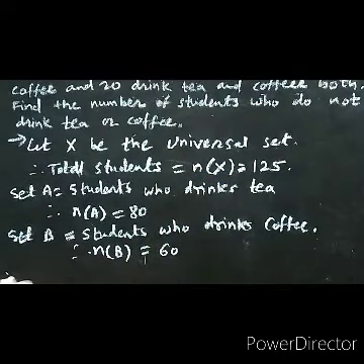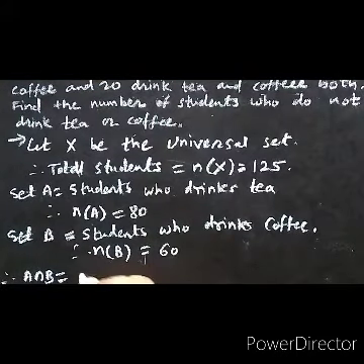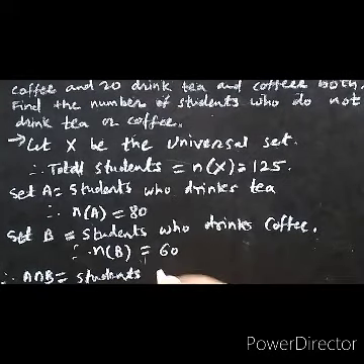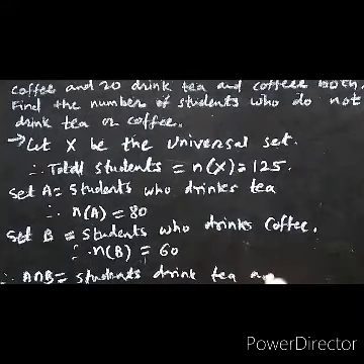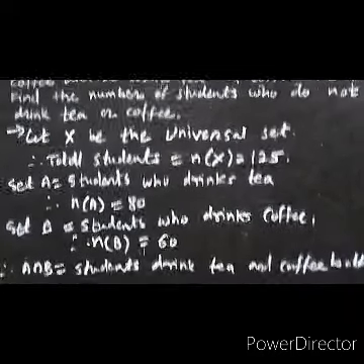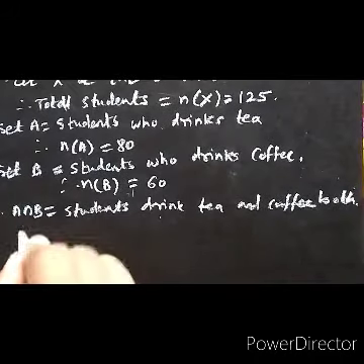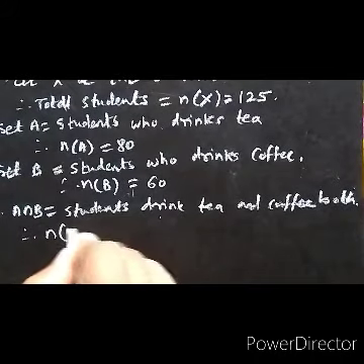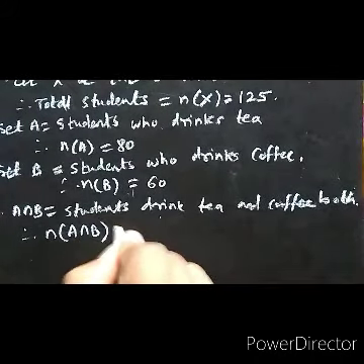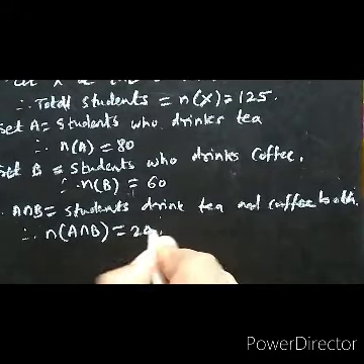Therefore, here A intersection B is equal to students who drink tea and coffee both. Therefore, n of A intersection B is equal to 20 students.